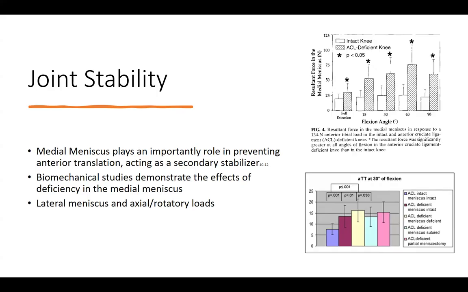Furthermore, although not as frequently demonstrated in the literature, the lateral meniscus may play a role in stability during combined valgus and rotary loads, such as those examined during the pivot shift.